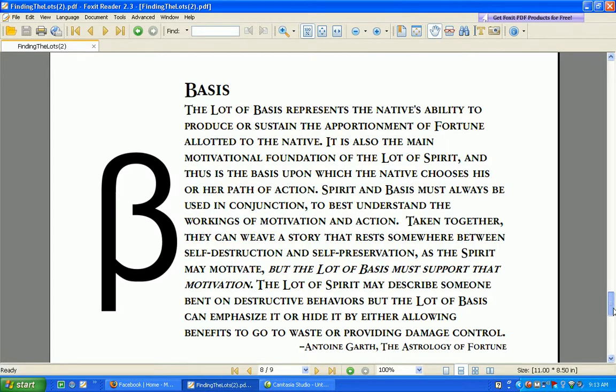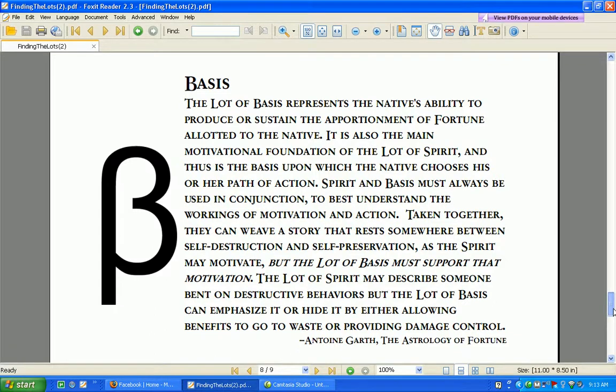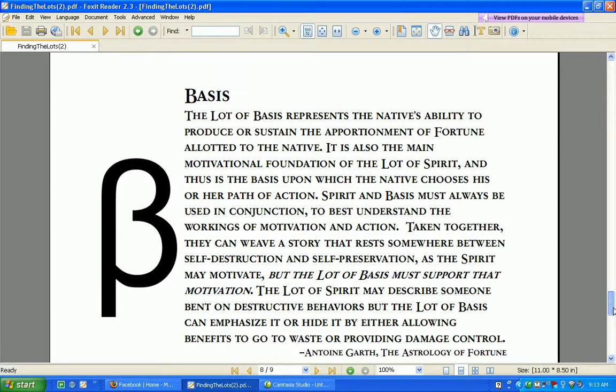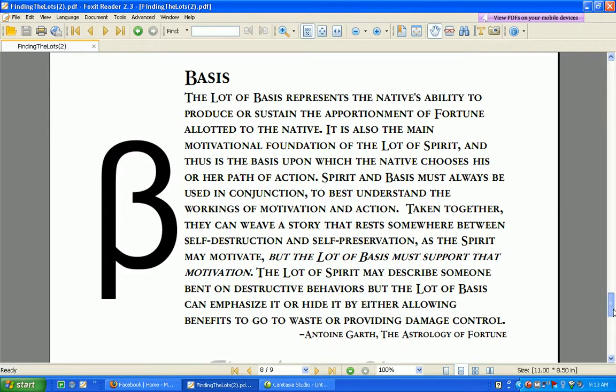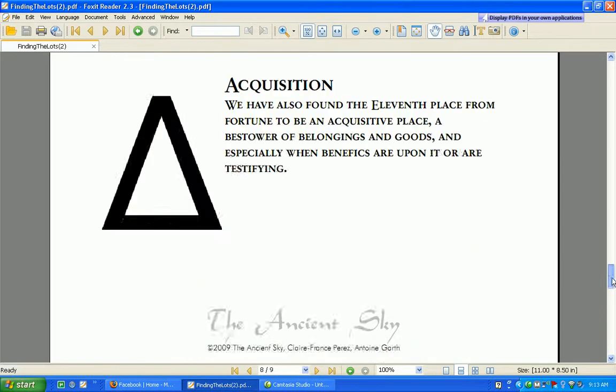Taken together, they can weave a story that rests somewhere between self-destruction and self-preservation, as the spirit may motivate, but the lot of basis must support that motivation. The lot of spirit may describe someone bent on destructive behaviors, but the lot of basis can emphasize it or hide it by either allowing benefits to go to waste or providing damage control.